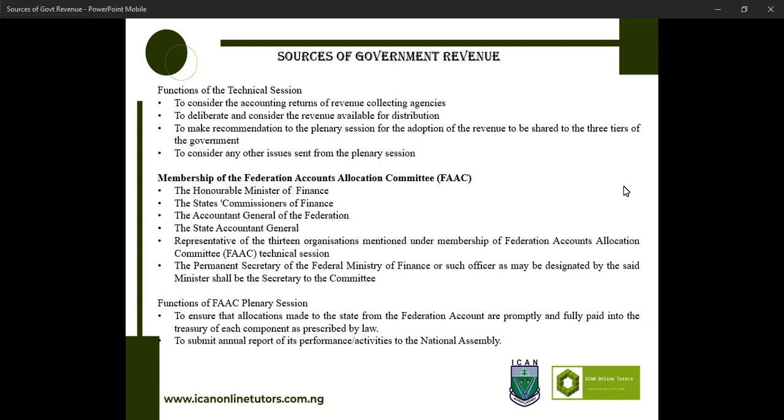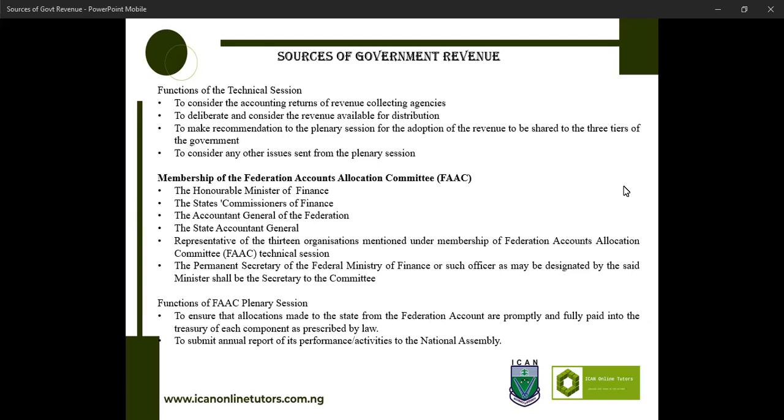To make recommendation to the plenary section for the adoption of the revenue to be shared to the three tiers of government. So they will be the one to give recommendation. Having generated a certain amount of revenue from the Federation account and also settled some certain amount as cost of collecting this revenue, what will be left will now be sent to the plenary section on the adoption of the sharing formula between the three tiers of government, and to consider any other issues sent from the plenary section.